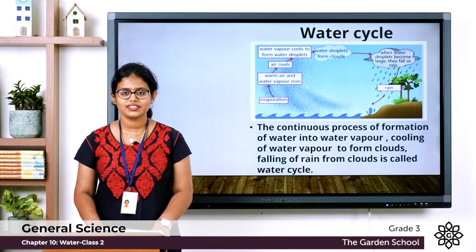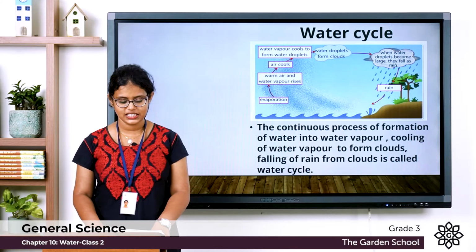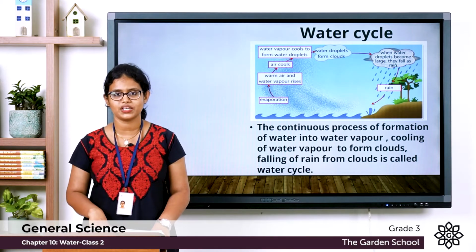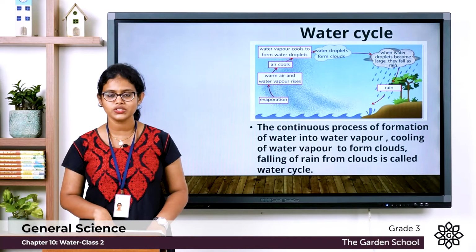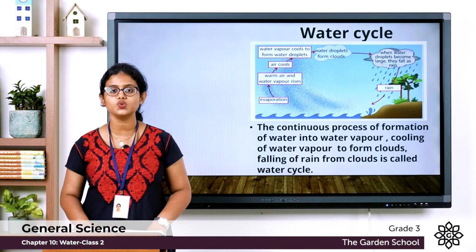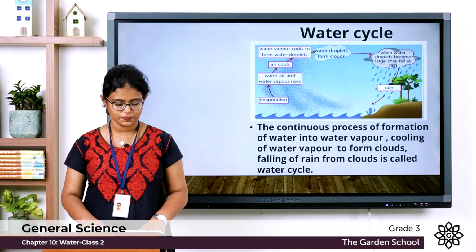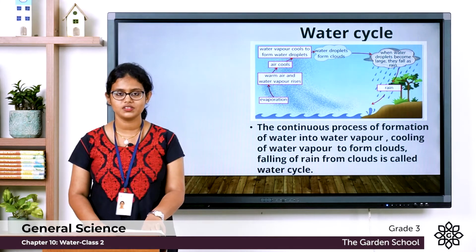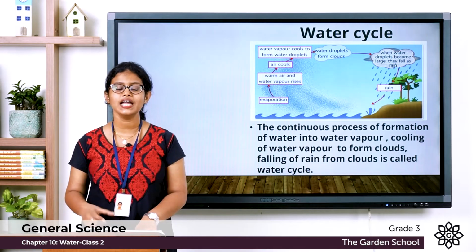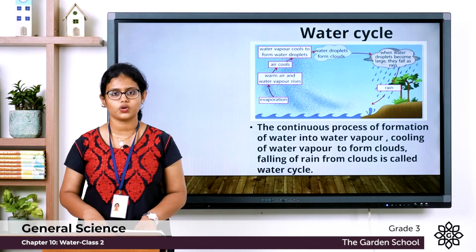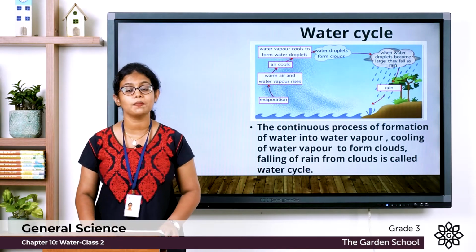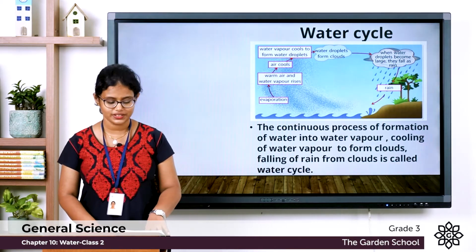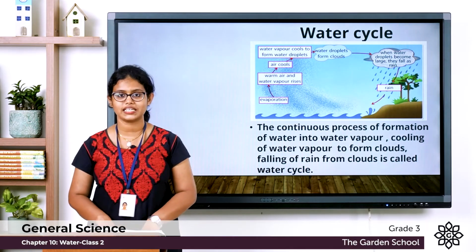Coming to the next, that is about keywords. Evaporation. So what is evaporation? It is the process by which water is changed into water vapor. Then, water vapor. What is water vapor? It is the gaseous form of water. Then you can see a box given there, Remember. That is about the water cycle.